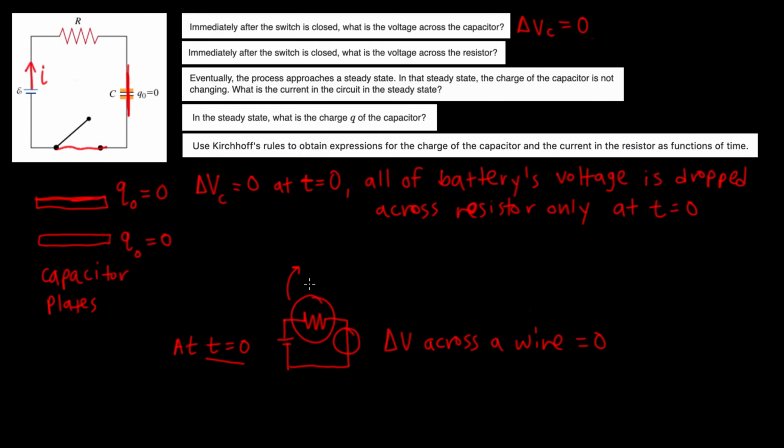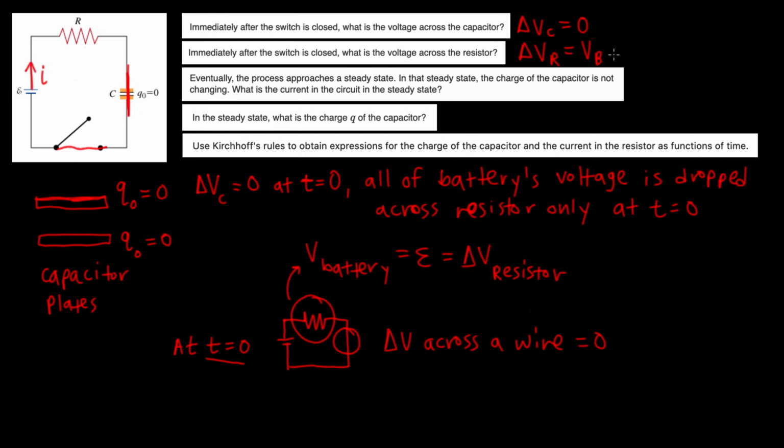And so the only thing remaining in the circuit is the resistor. So the voltage drop across the resistor is equal to the voltage of the battery. So we can write an equation for that. So the voltage of the battery is given by the EMF of the battery, and that's equal to the voltage across the resistor at time equals 0.